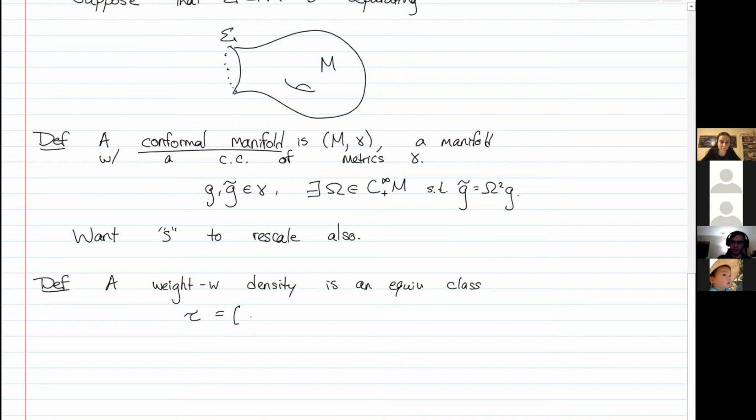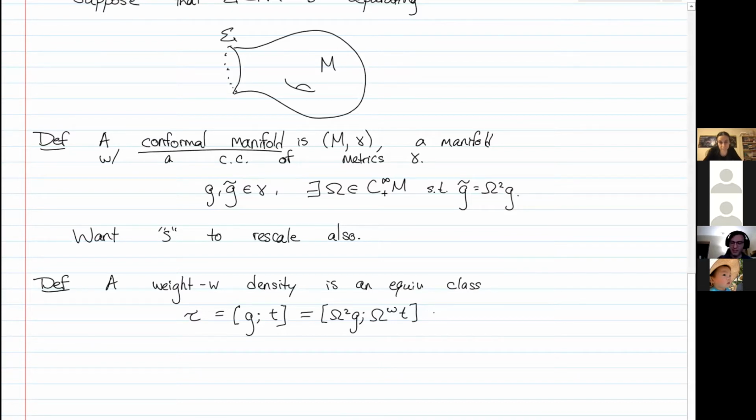So tau might be an equivalence class, a weight W density. That looks something like this. It's a pair of a metric G and a tensor T. In the equivalence class, another representative of the same equivalence class would be omega squared G paired with omega to the W T. So here we see that this thing T, whatever it is, maybe it's a tensor, maybe it's a scalar, rescales by omega to the W. That's what makes it a weight W density.